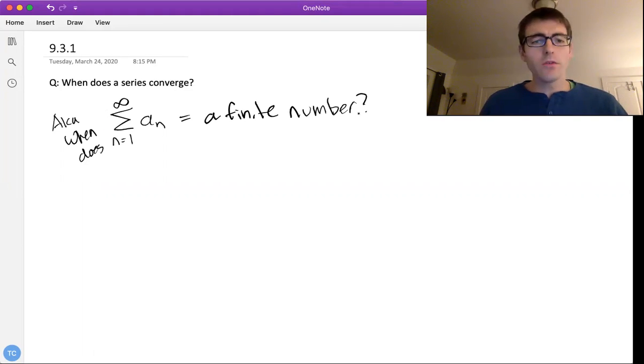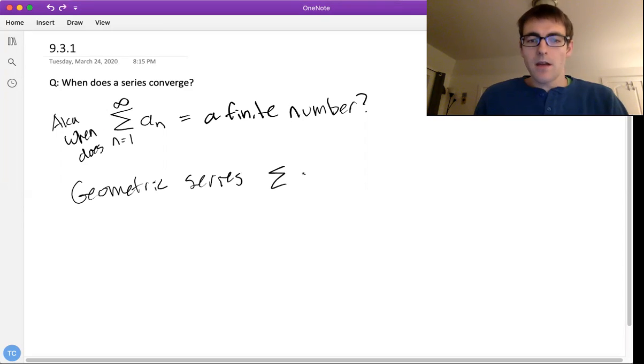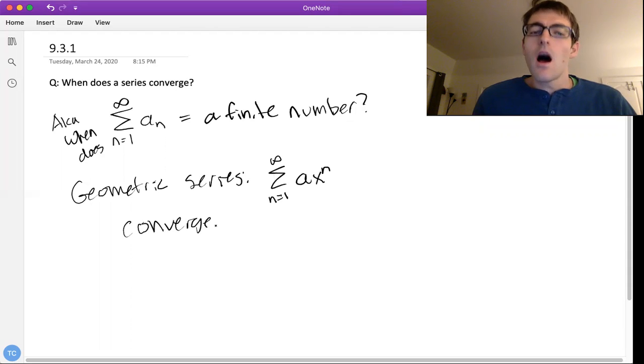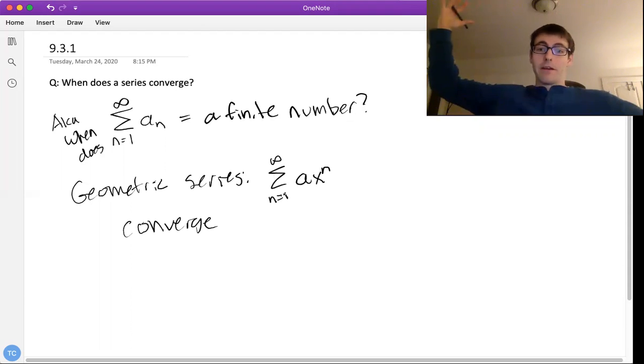In section 9.2, we saw a geometric series, which are series that look like the summation of some constant times x to the n, where again, n goes from 1 to infinity. So geometric series are going to converge as long as x is small. If x is bigger than 1, these numbers are going to get bigger and bigger and bigger.